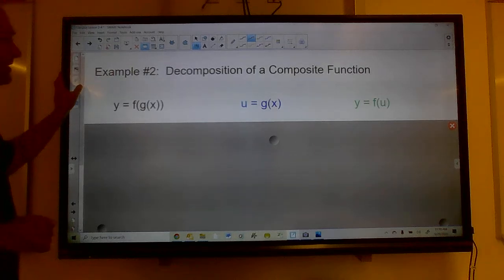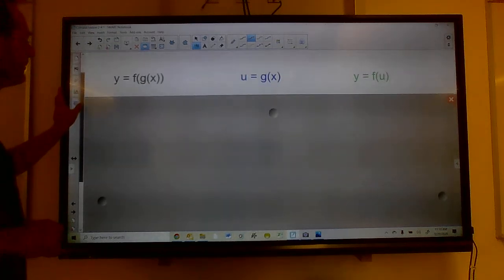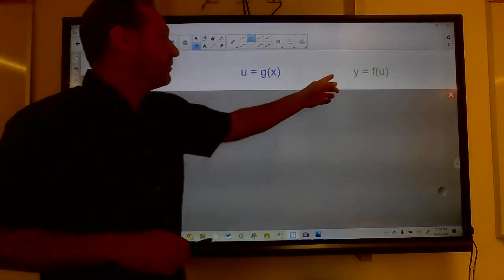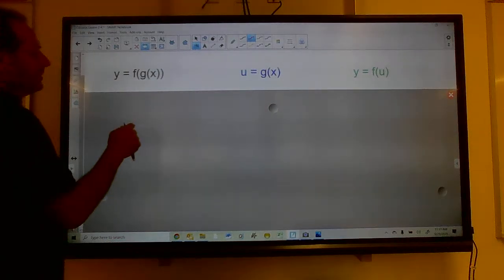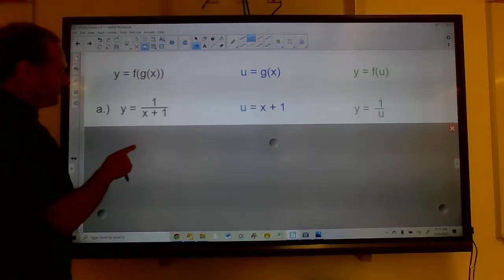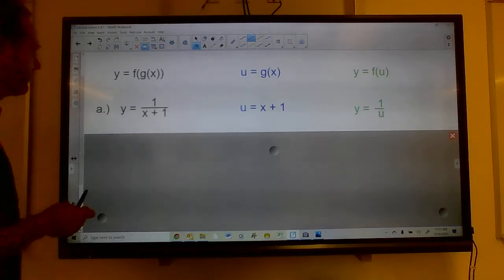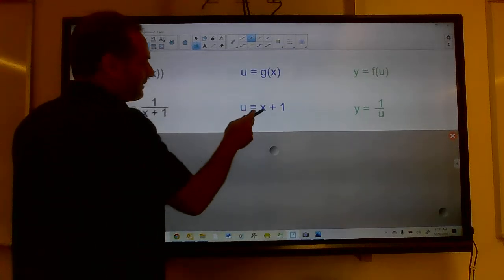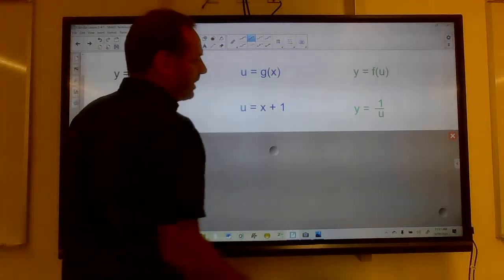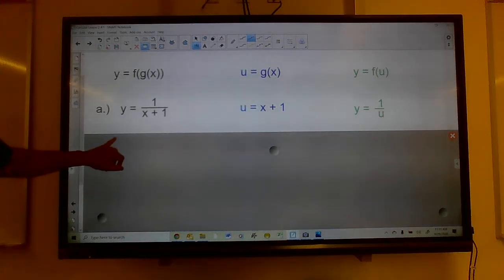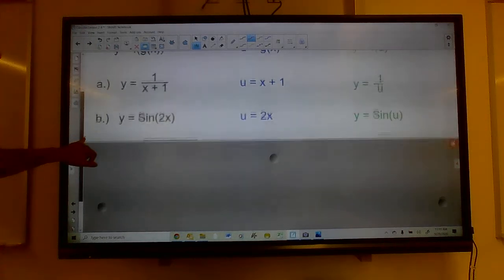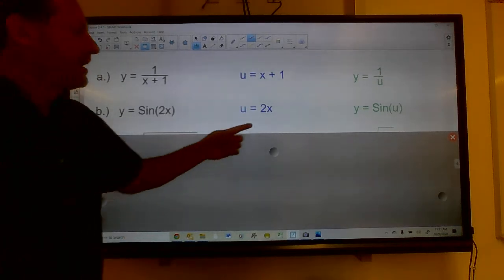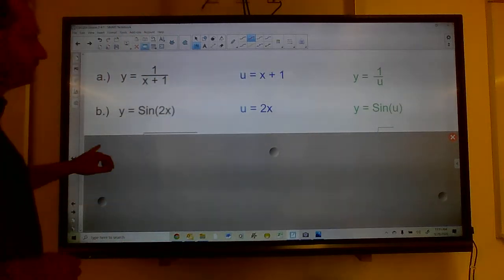So they decompose some composite functions here. Y equals f of g of x, u is g of x, and so y is just f of u. You just put that inside there. Here's a couple of examples. Y equals 1 over x plus 1. They make u equal x plus 1, and then this simplifies to y equals 1 over u. Y equals the sine of 2x. Let u equal 2x, and then y is the sine of u.